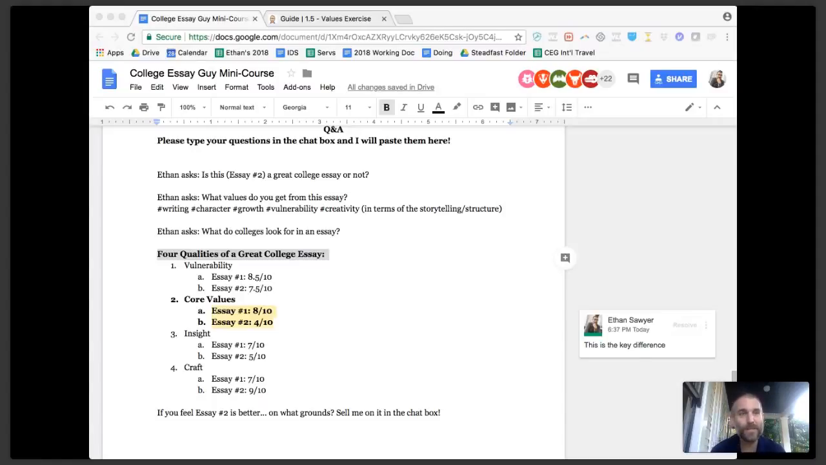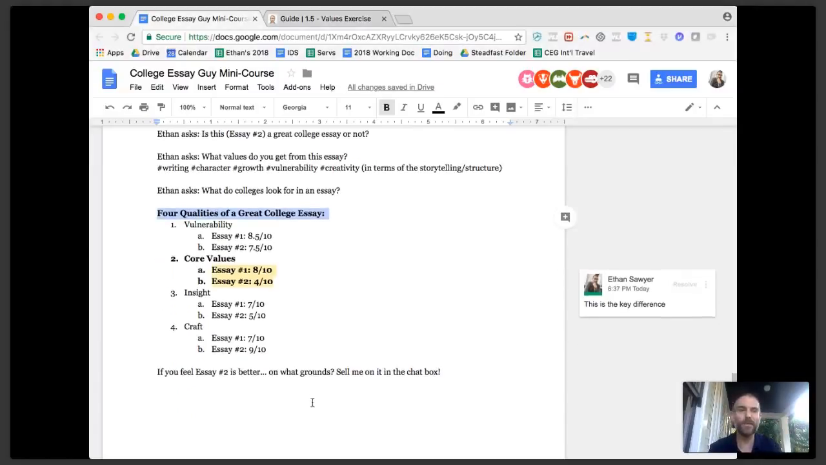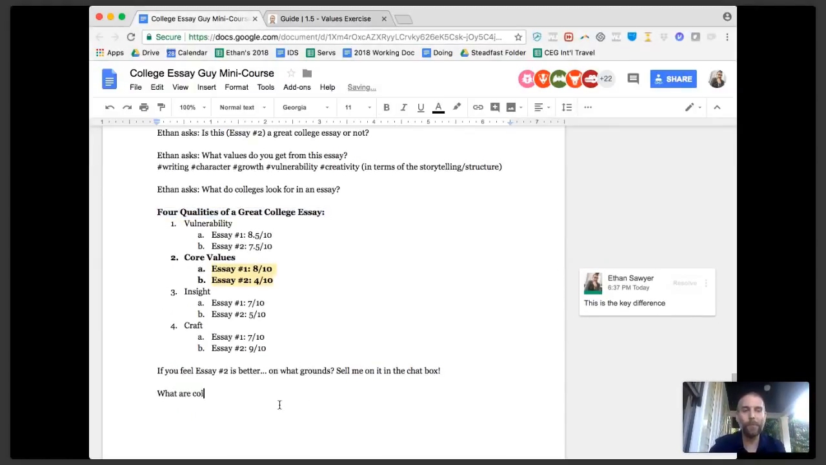Yeah, I think these are both great essays. I think the second one is a better piece, a great piece of writing. But in terms of demonstrating core values, here's what I think. And I mentioned this last week. What are colleges looking for? 1, they want to know, who is this person? 2, can this person write? And 3, will this person make valuable contributions on our campus and beyond? Maybe just the third one is the most important one.